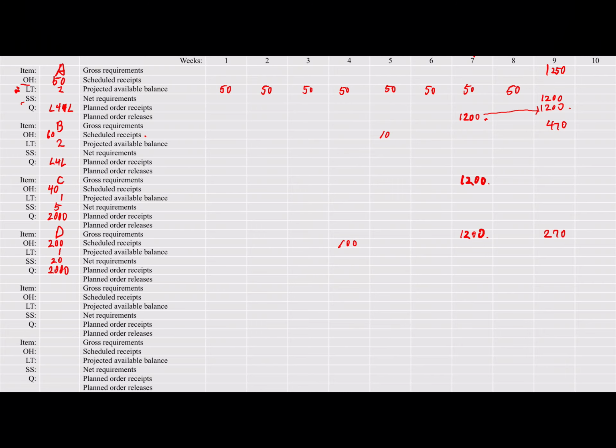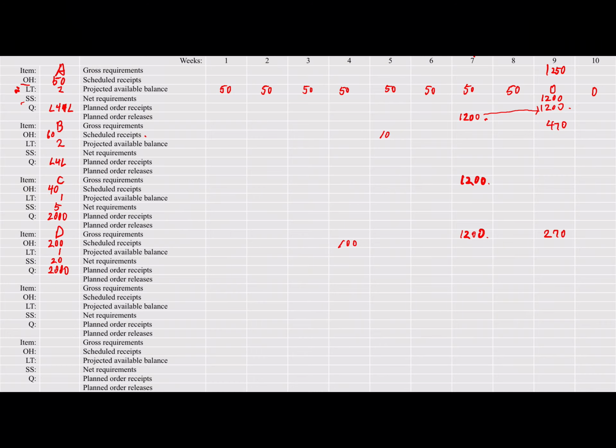Now let's go back to this item A and week 9. At the beginning of the week, I have 50. And then I'm short of 1,200. But I order 1,200, which means that at the end of this week, we have 0, because I order enough to fill out this gap, this net requirement. So that's 0. Same thing for week 10, because there's no requirement, the balance will be 0. Okay, 0 again.